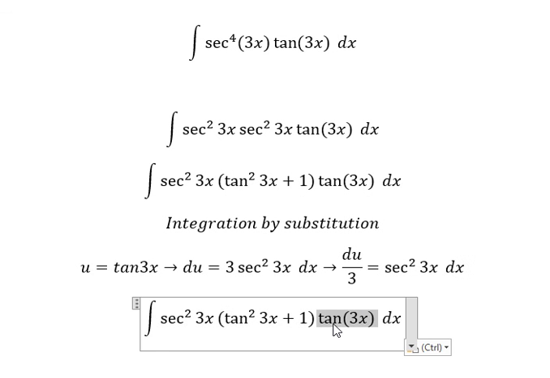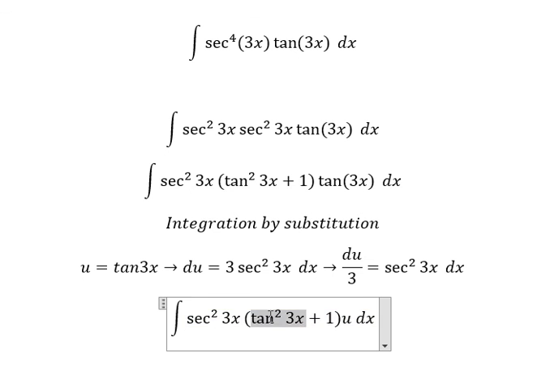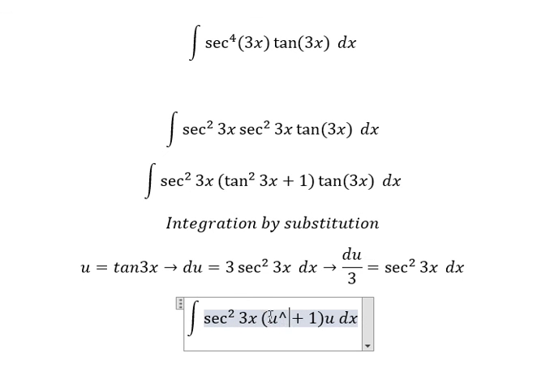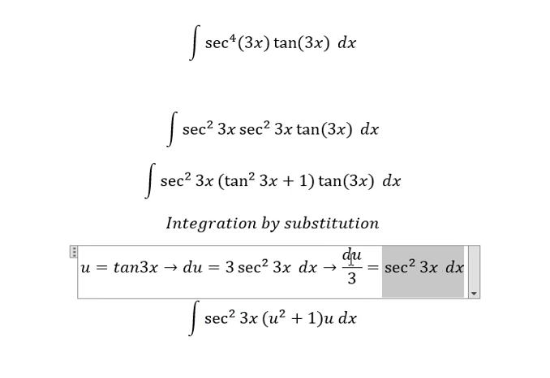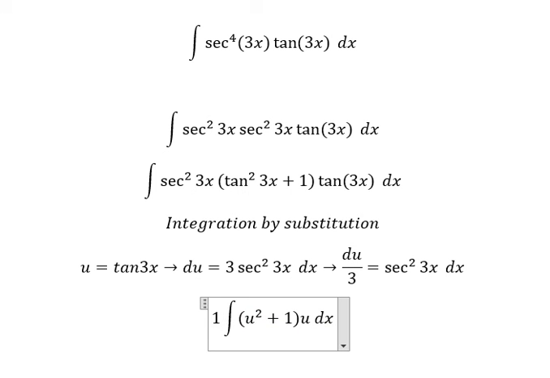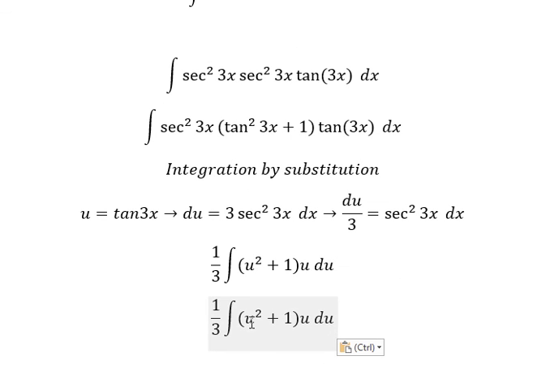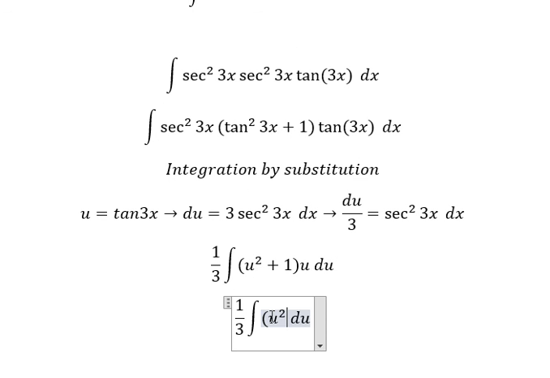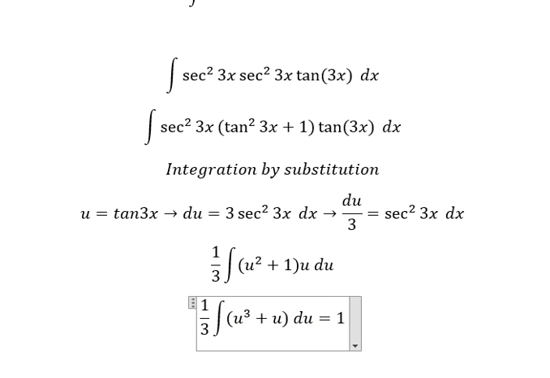This one we change to u. This one we change to u, and you get u squared. Secant of 3x squared dx, we change to du over 3. So u multiplied by u squared plus 1, and you get u to the power of 3 plus u. And now we have the final answer.